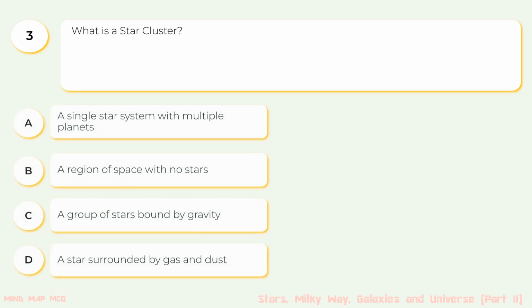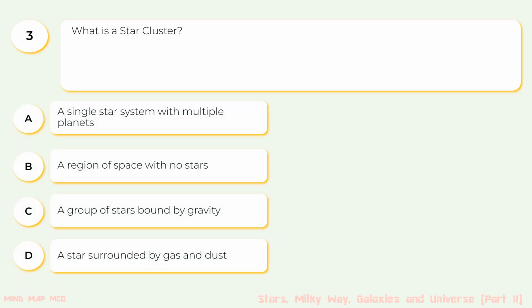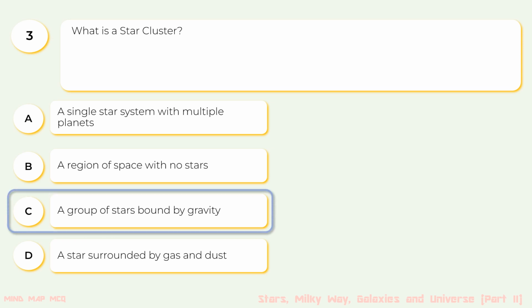3. What is a star cluster? A. A single star system with multiple planets. B. A region of space with no stars. C. A group of stars bound by gravity. D. A star surrounded by gas and dust. The correct option is C. A group of stars bound by gravity.